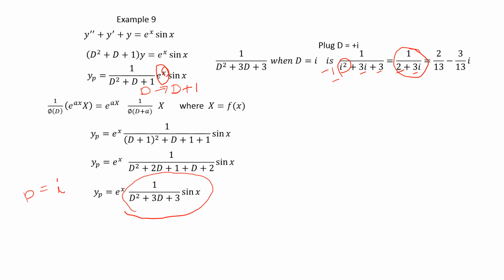Now this 2 over 13 will be associated with sine, since this is sine of x, and the negative 3 over 13 will be associated with cosine of x. So therefore, your particular solution is e to the x times 2 over 13 sine x minus 3 over 13 cosine of x.